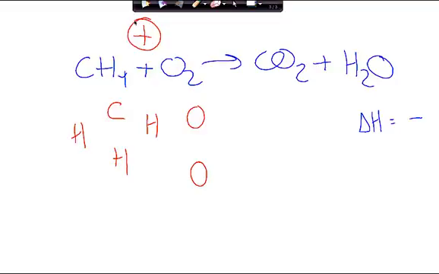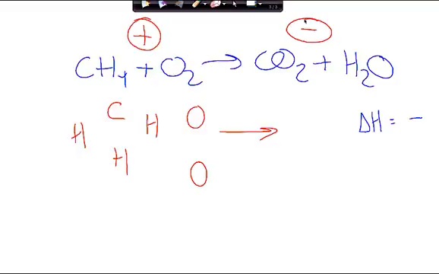Now that they're all busted apart, now they can reorganize, and, well, it's not balanced, so it's not going to work out quite right. But guys, then they can bond together and they can form carbon dioxide and water. And now when they bond together to make the products, is that endo or exothermic? That is exothermic. So guys, now, why is the overall process exothermic?